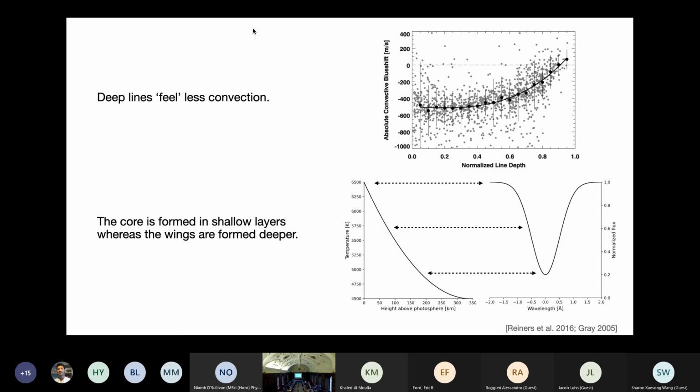This is not expected because we know from spectral theory that there is a mapping between the different flux levels across a spectral line and the formation height in the photosphere. So, for example, the wings are formed deeper inside, where the temperatures are hotter and the convective velocities are more turbulent and stronger, whereas the core is formed in more shallow layers.